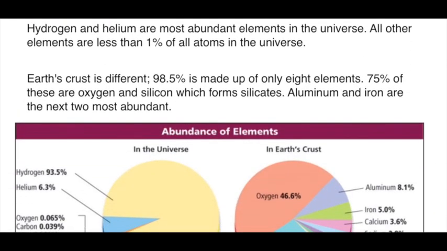Hydrogen and helium are the most abundant elements in the universe. They're the smallest. Most stars burn hydrogen. So that's the most abundant in the universe because that's what most of the stars are made out of.